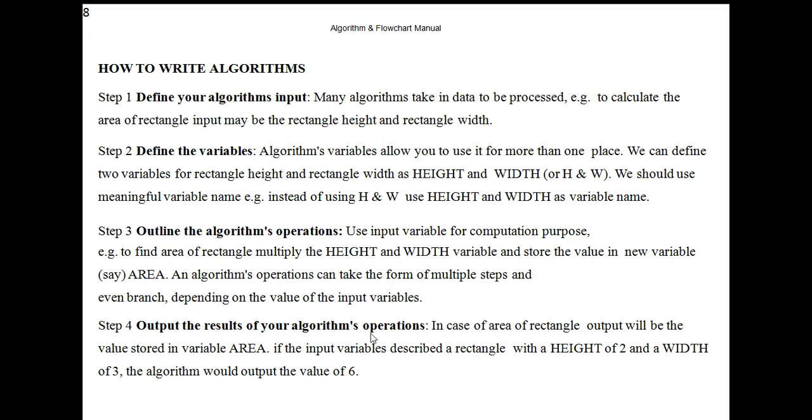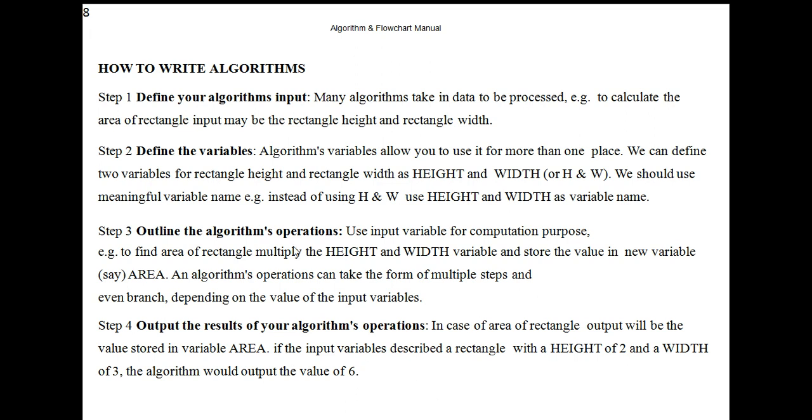So output the results of your algorithm's operation. You should use one variable. That variable can be used for displaying the output, or for computing the computation. You should use the input variables, and then you should store the result in the particular variable, that is the output variable. So output the results of your algorithm's operation in an output variable.